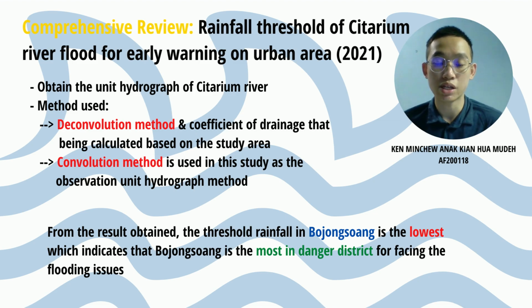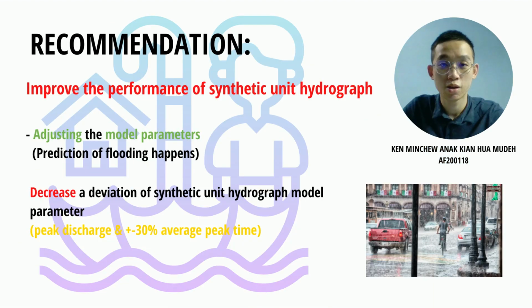So the method used in this research is the deconvolution method, and coefficients of drainage are calculated based on the study area. Also, the convolution method is used in this study as the observation unit hydrograph method. From the results obtained, the threshold rainfall in Bojong Sawang is the lowest, which indicates that Bojong Sawang is the most endangered district for facing flooding issues.